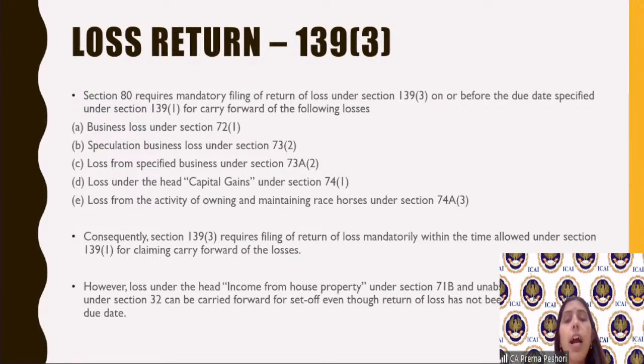And the return has to be filed by the representative assessee, who could be the trustee of the trust. And the due date will be 31st October, since, as I told you, the trusts are required to carry out the audit under the Trust Act. So therefore, for them, the due date will be 31st October.